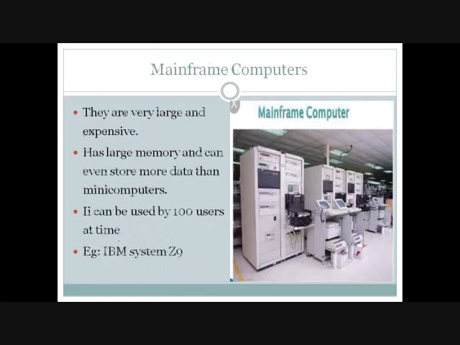Next one is mainframe computer. These types of computers are very large and expensive. Mainframe computers have a very large memory and can even store more data than mini computers. Means it is larger than the mini computers. It can be used by 100 users and can be connected through mainframe computers. The IBM System z9 is an example of a mainframe computer.